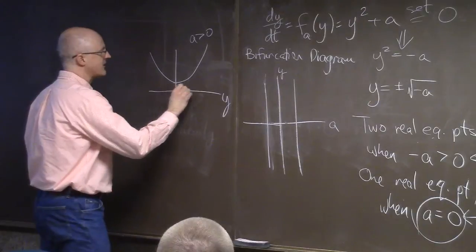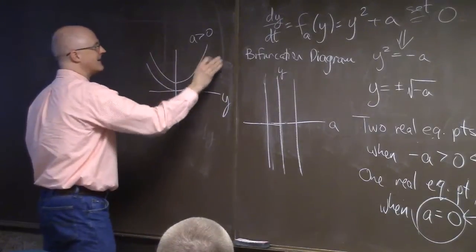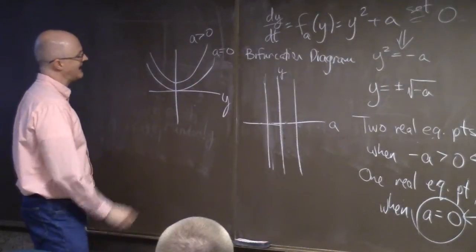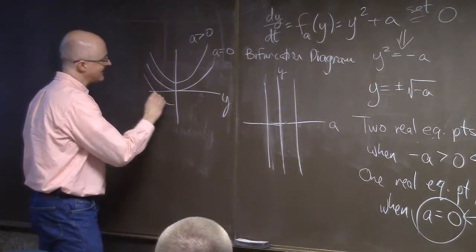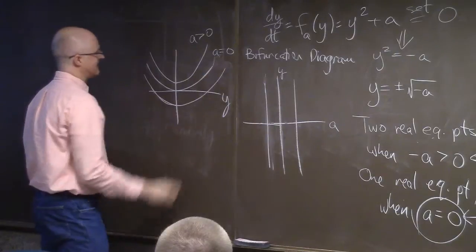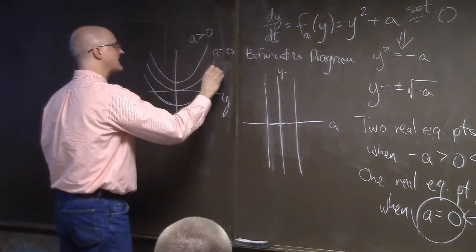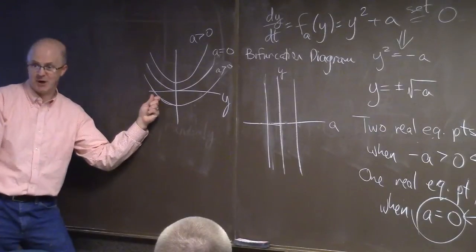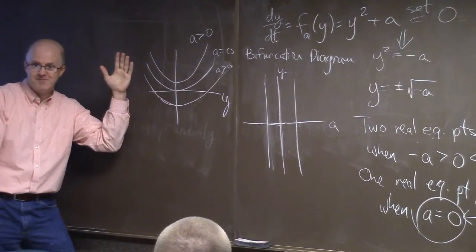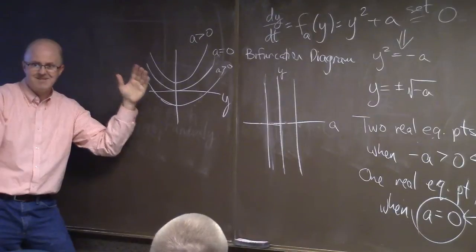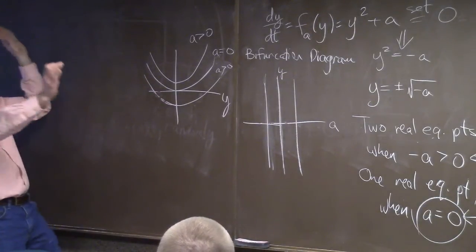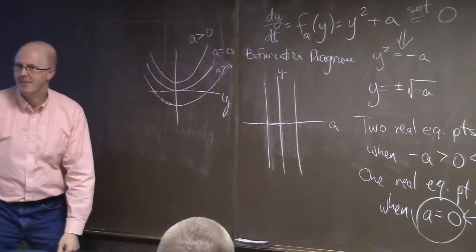When A is 0, these are supposed to be vertical translations of each other. The graph looks like that. And when A is negative, the graph looks like this. They're all vertical translations of each other. That is not a solution curve. None of those are solution curves. I've said that before. Very, very important. You realize this is not graphs of solutions. This is not the slope field.